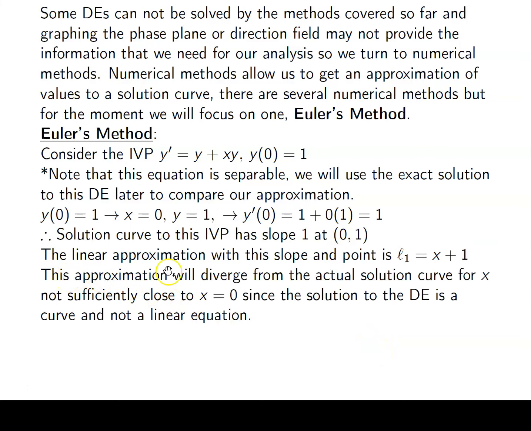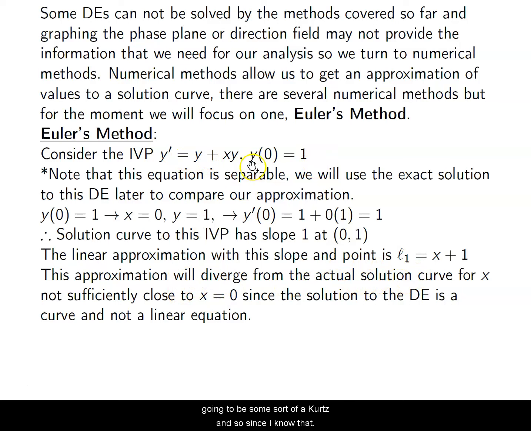So this approximation is going to be good close to this point 0, 1, right? But it's going to diverge rather quickly from the actual solution curve for x because it's very clear here that whatever solution I get, it's not going to be linear, right? If I take the first derivative of something and I end up with a multivariable function here, there's no way that I started off with a linear equation, right? The derivative of a linear equation is a constant. This is not a constant, so my solution is going to be some sort of a curve.